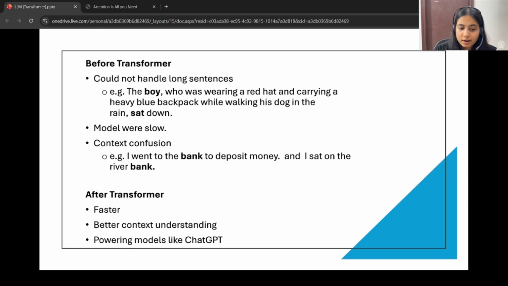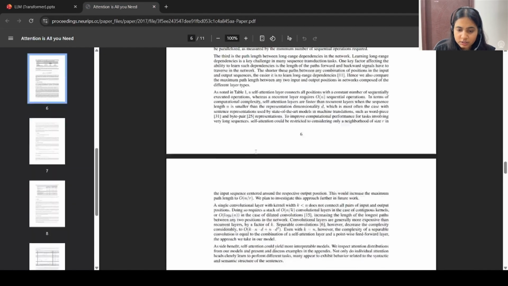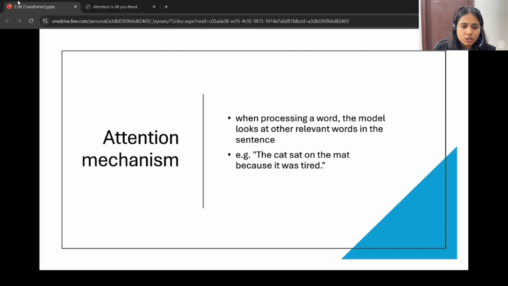So what happened after the transformer came into the picture? It is much faster and understands context in a better way. Models like ChatGPT and Gemini are powerful because of this transformer concept. Now we have the attention mechanism. Just now we saw in the paper self attention and multi-head attention, so we'll go one by one.